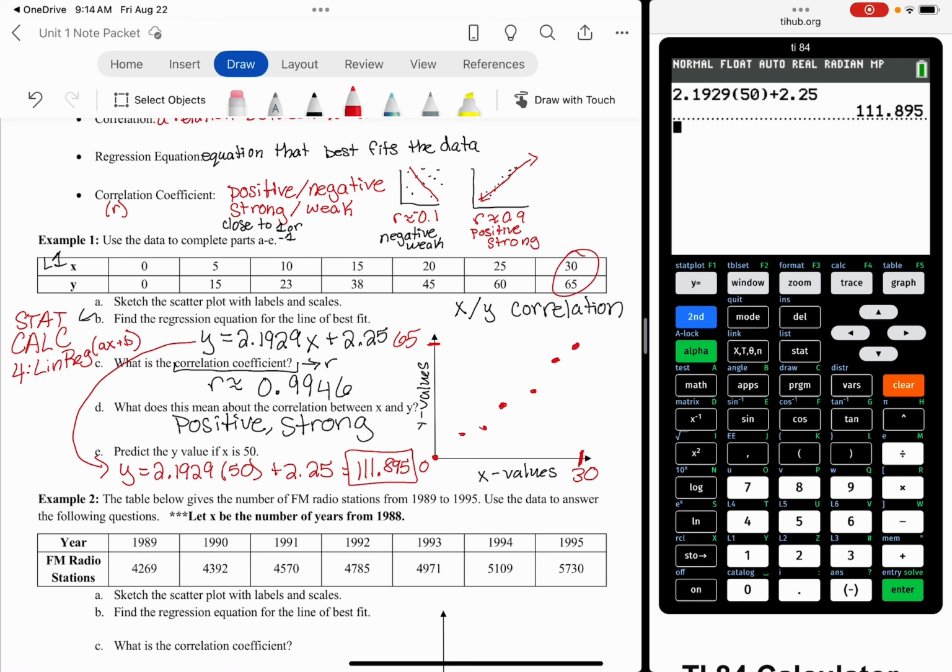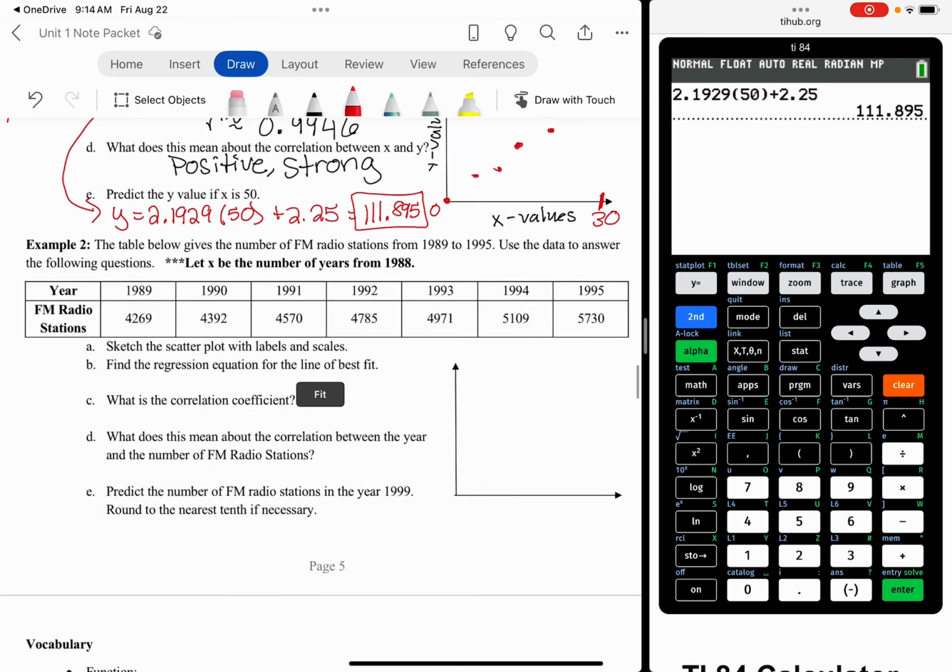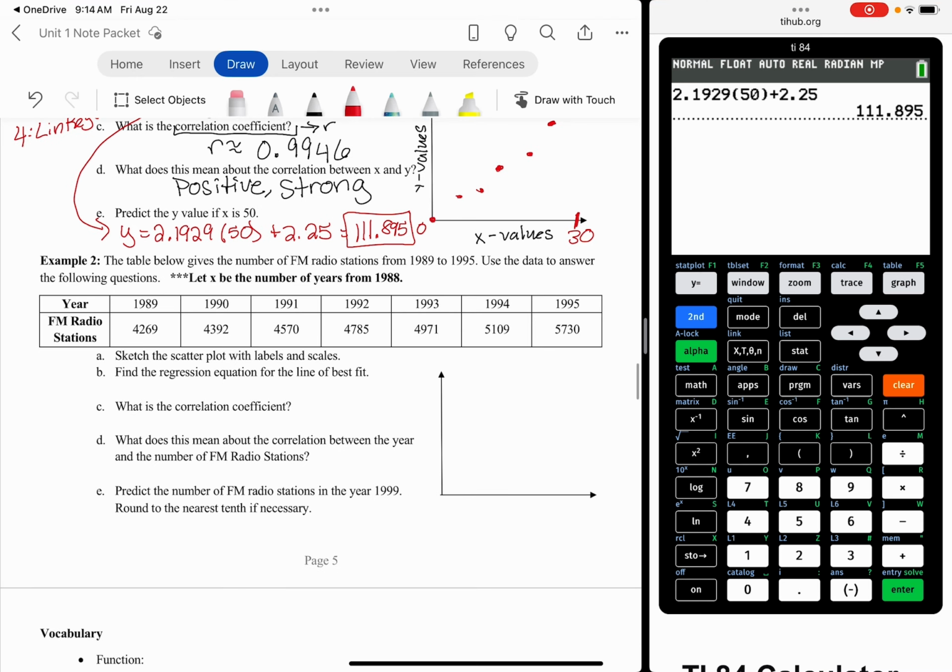Okay, that was one example. We're going to do one more together. We're going to start this together, and then I'm going to have you work on part of it on your own. So for example 2, it says the table below gives us the number of FM radio stations from 1989 to 1995. Use the data to answer the following questions.